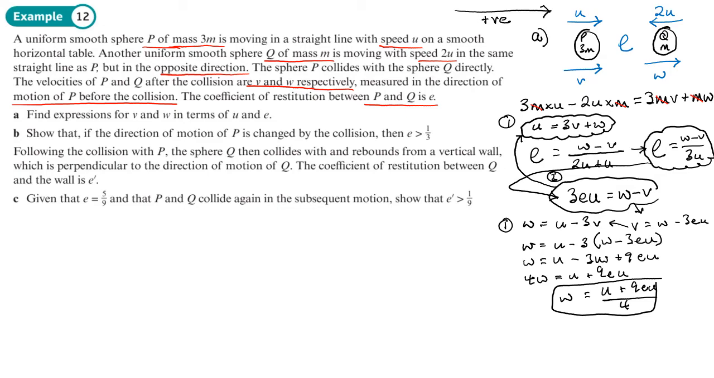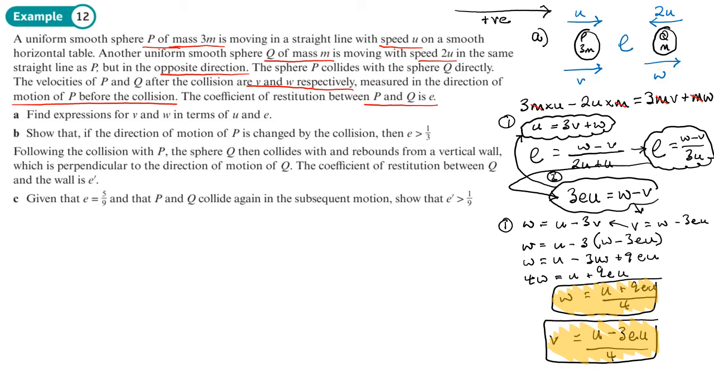If I do the same thing and substitute in to get v as the subject, I'll get v equals u minus 3eu over 4. So you'll see you get a similar expression. So we've got our expressions for v and w in terms of e and u.